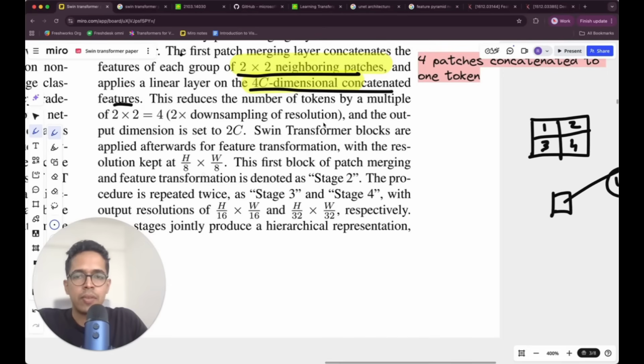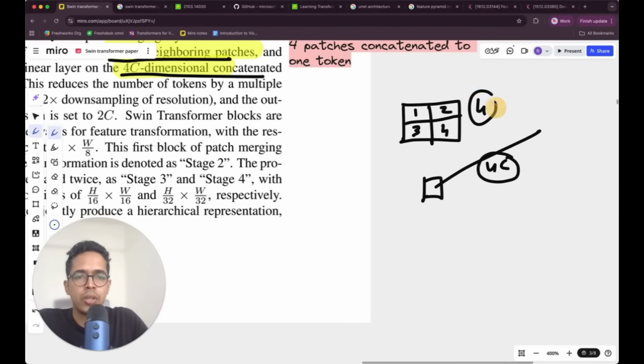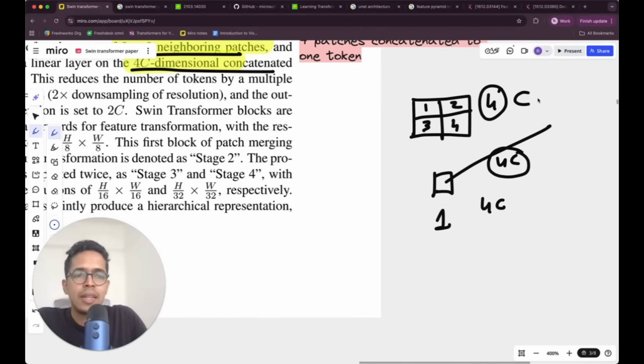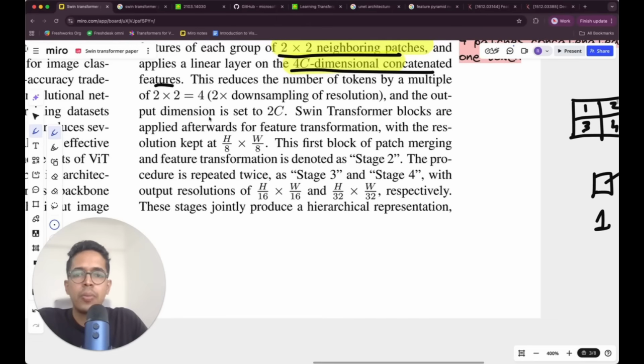2x downsampling of resolution. So now the number of tokens, here you had 4 tokens because you had totally 4 patches, each of dimension C. Here you have 1 token of dimension 4C. Okay, so total number of tokens decreased by 2 times 2, decreased by a factor of 4. But here the patch dimensionality increased from C to 4C. Okay, and output dimension is set to 2C.